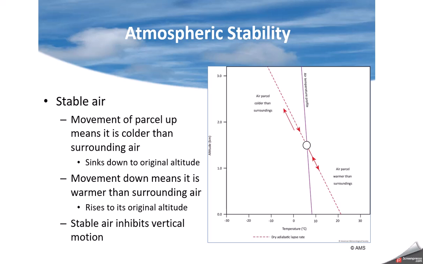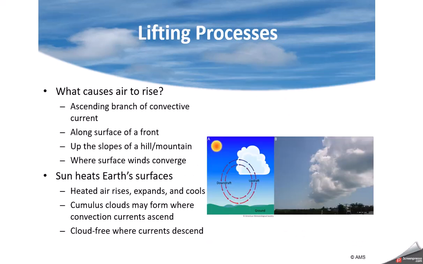Now, once it gets the same temperature as the surrounding air, it's going to stop. And if that air parcel was actually colder than the surrounding air, well, then it's going to tend to sink back down. It wants to go downwards. It's more dense. So that is the key with stability. If the air is unstable, you're going to find the vertical motion of the air is going to increase. If the air is stable, it's going to tend to decrease it.